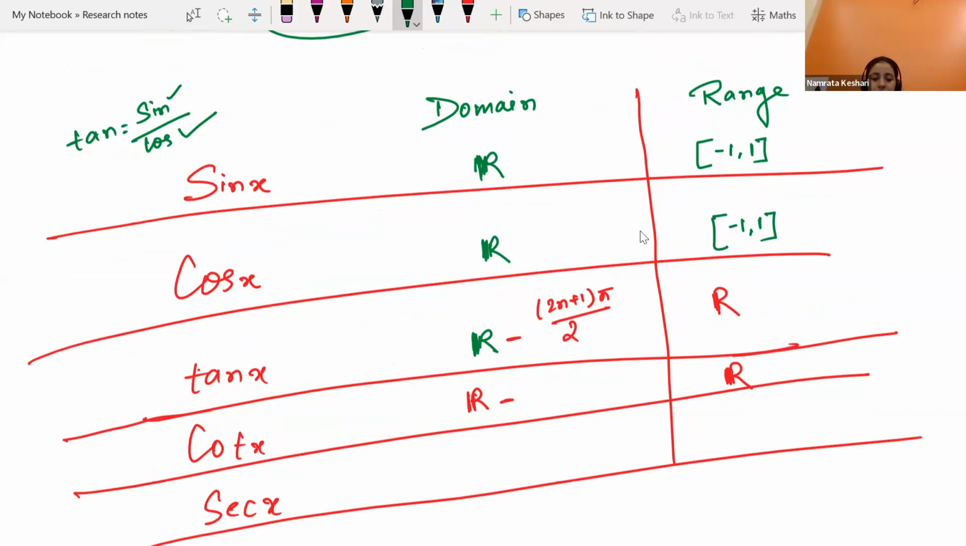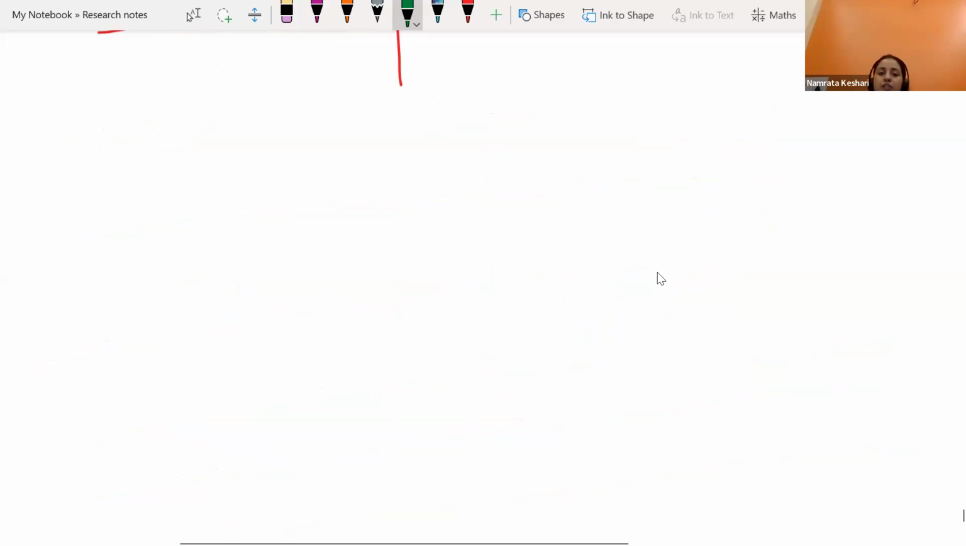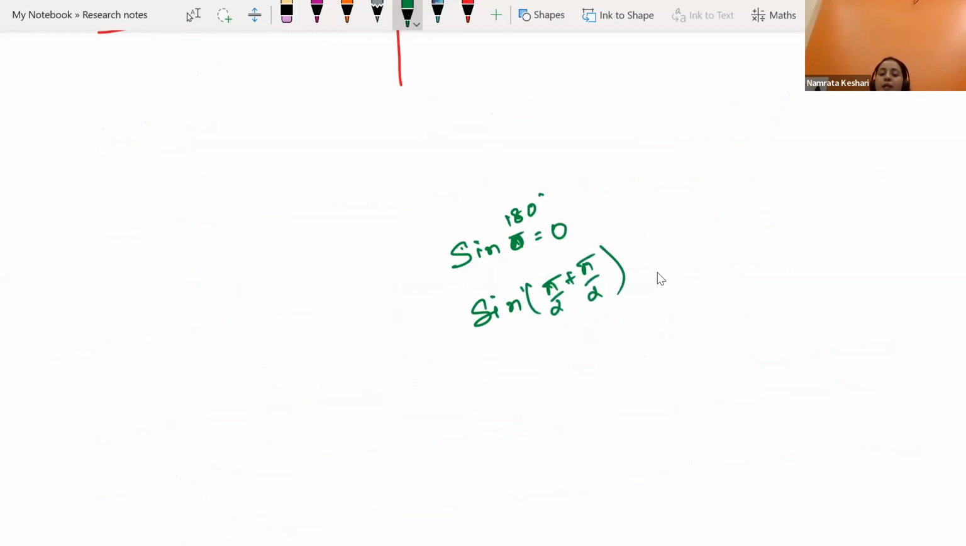Is it so? Integral multiples of pi, that is n pi. Sine is 0. At pi also sine is 0. Sine pi value is 0. If you want to check, you can check it. You can write pi means 180 degrees. You can write it as pi by 2 plus pi by 2, yes or no? And pi by 2 plus theta, transformation will occur.